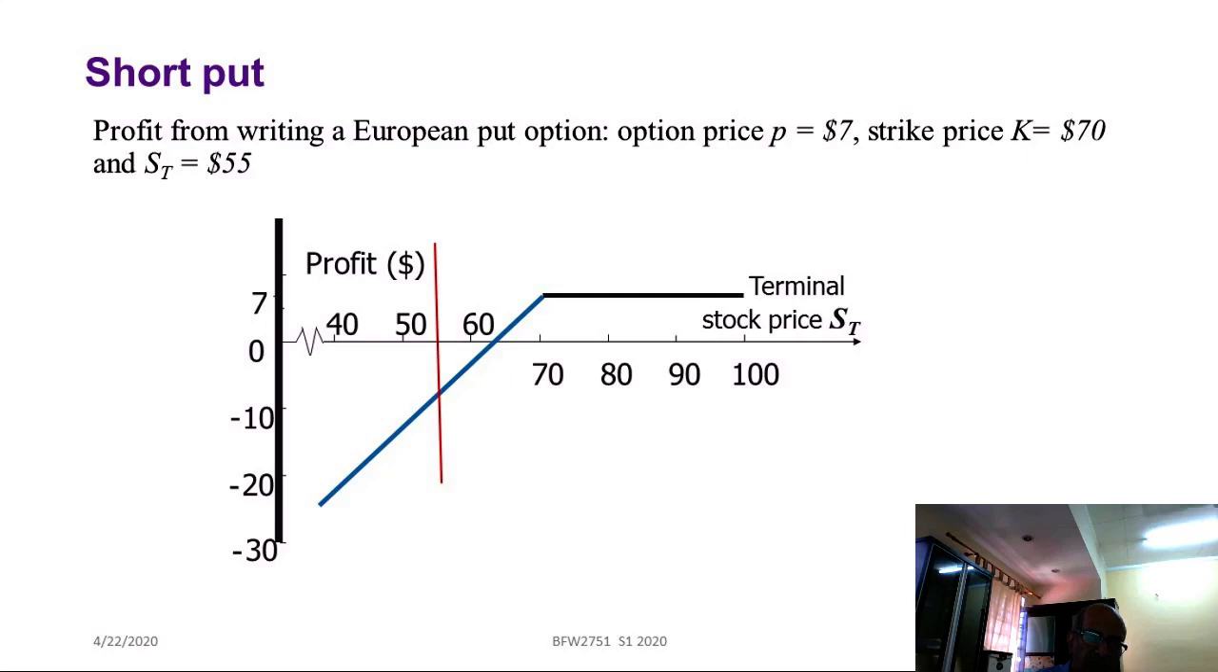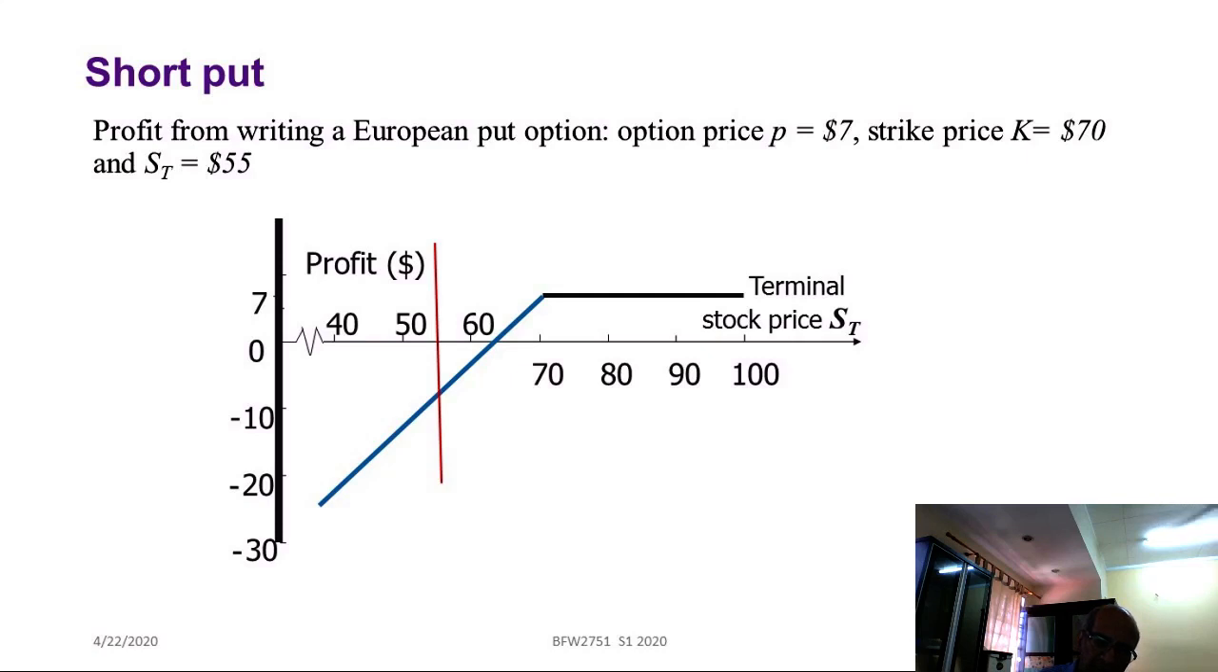Okay, profit from short put. Look at this. This diagram is the opposite of the short call. Writing a European put option. Option price P is $7, strike is $70 and the ST was 55. You see here, until the price ST is above 70, the writer makes $7 for each share.